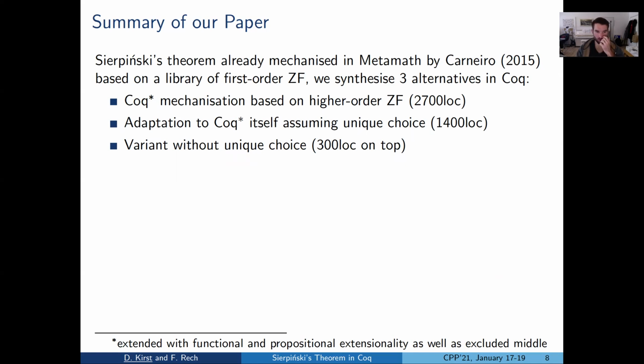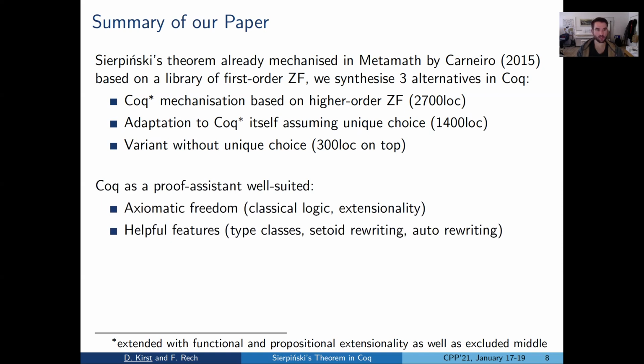We work in Coq using axioms. We extend Coq with extensionality and classical logic to make it easier to mechanize set theory. And the first variant we do is we mechanize Sierpinski's theorem in a higher order axiomatization, as explained before. And then there's a second version where we prove Sierpinski's theorem as a type theoretic result, first in the variant where we further assume unique choice to make our life even a bit more easy. And then we show that this last assumption is inessential.